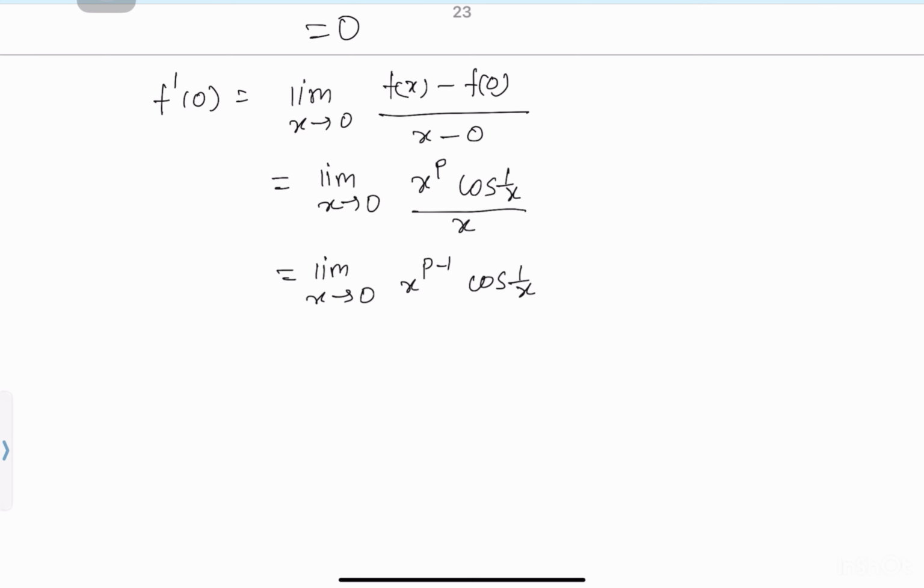Now tell me one thing. For this limit to exist, since cos 1 by x oscillates between minus 1 and 1, the limit should exist whenever the other term becomes 0.